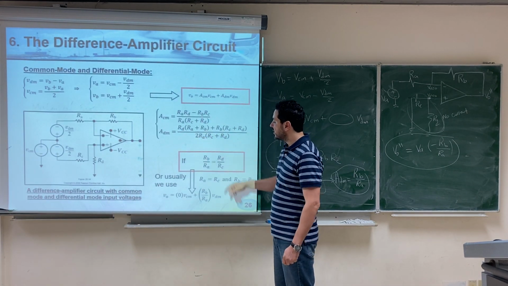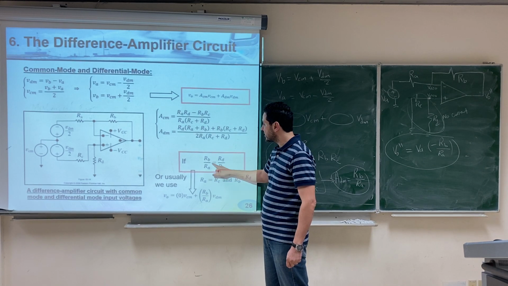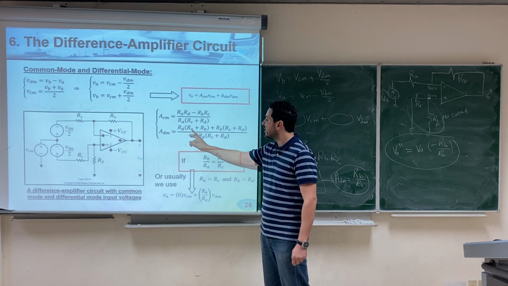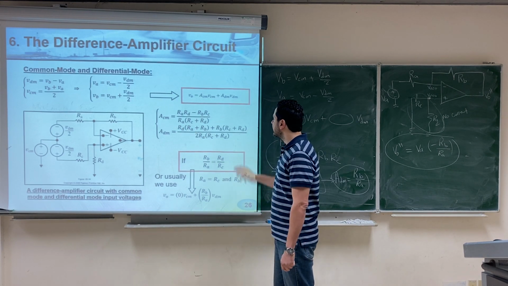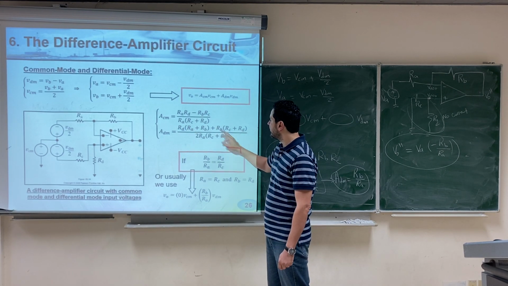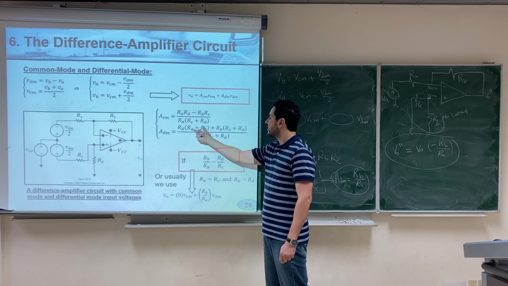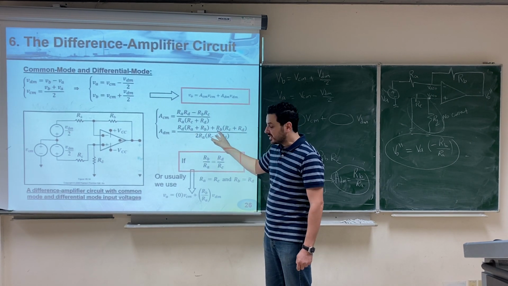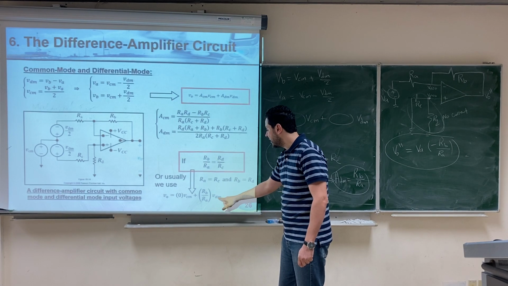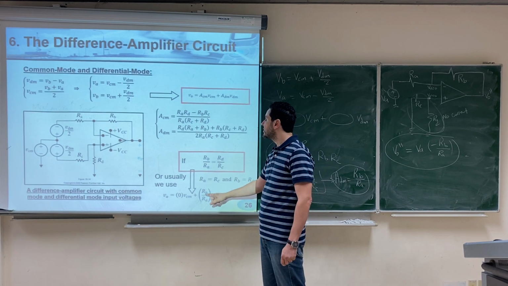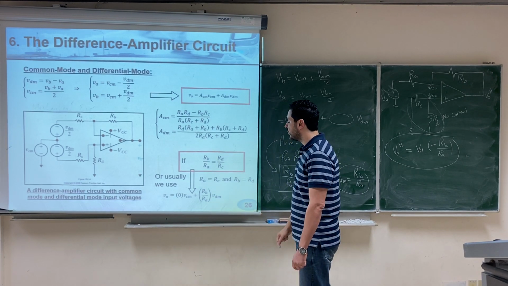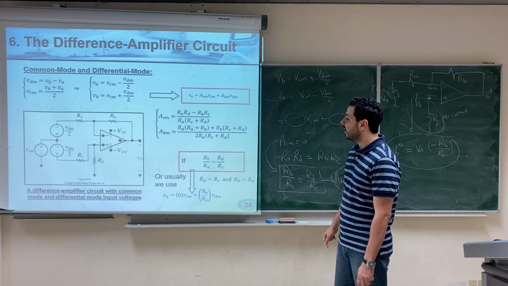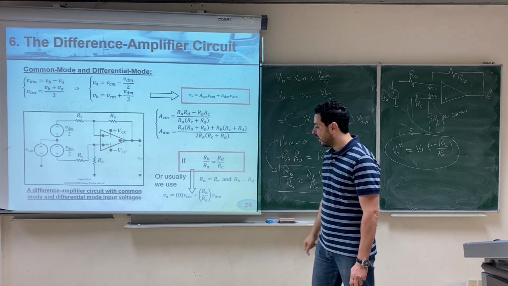Try to consider this ratio satisfied and substitute here RB over RA. For example, take RA as a common factor, take RC as a common factor. You'll find that here you have the same bracket exactly. Okay, and then work out this expression. You'll find that the differential mode gain will turn out to be RB over RA. You can do it at home, okay? And maybe I'll ask you to do it in class.